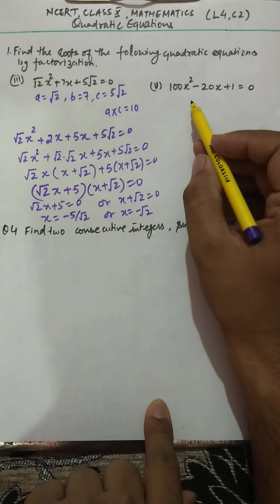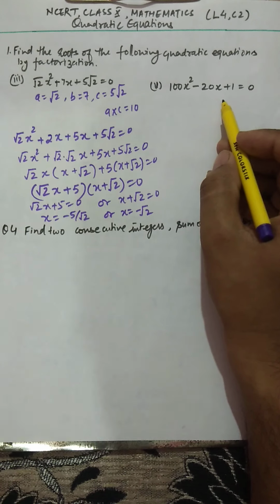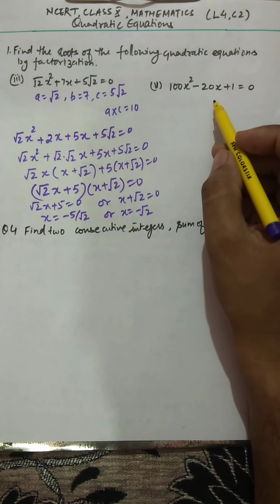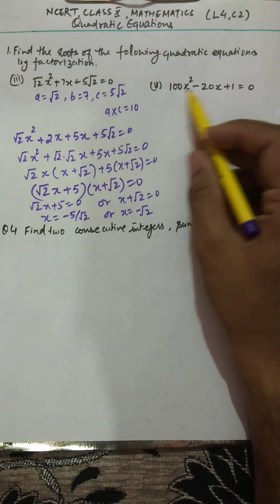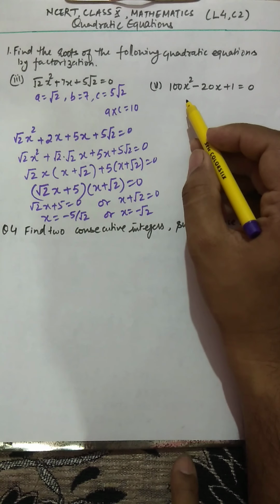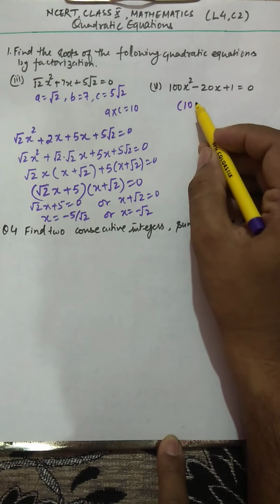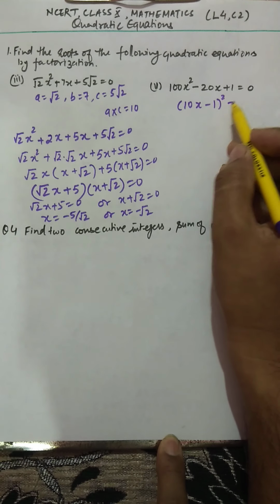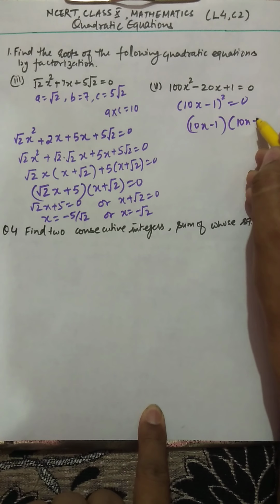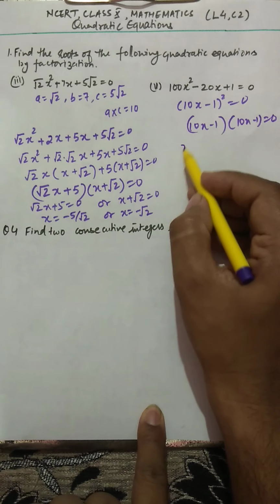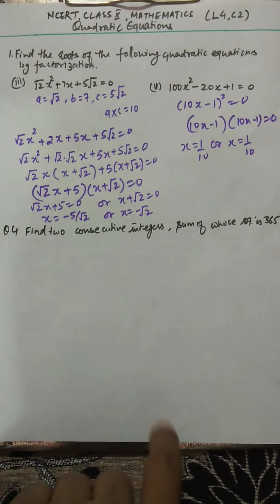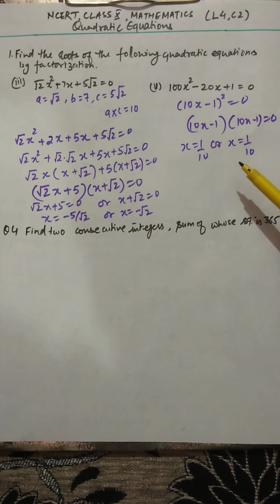Now this fifth part, you see this is 100x square minus 20x plus 1. You can see this is a minus b whole square, so you can do the splitting also. This 100 can be written as minus 10 and minus 10, or you can apply the identity also. So this is actually 10x minus 1 whole square equal to 0. So 10x minus 1 equal to 0, and x equal to 1 by 10, or from here x equal to 1 by 10. So in this case we say the roots are repeating.